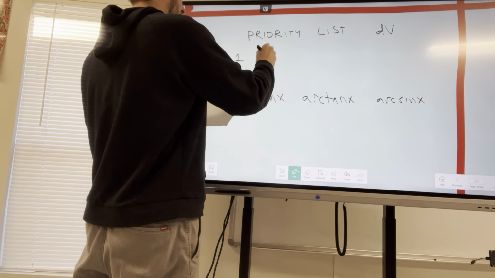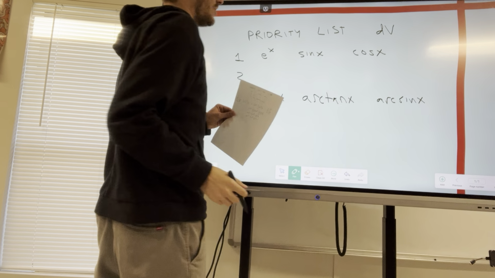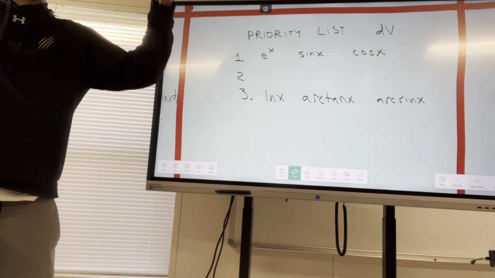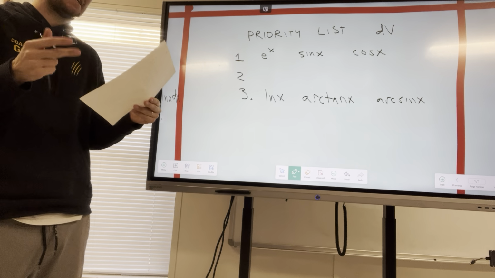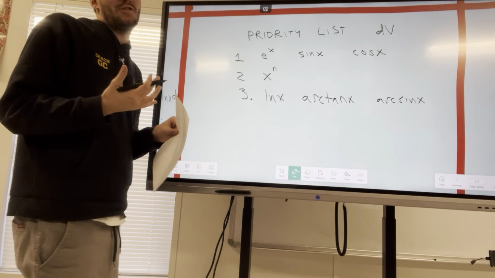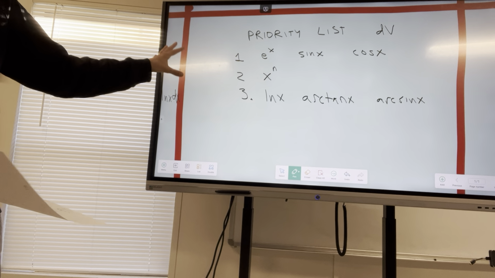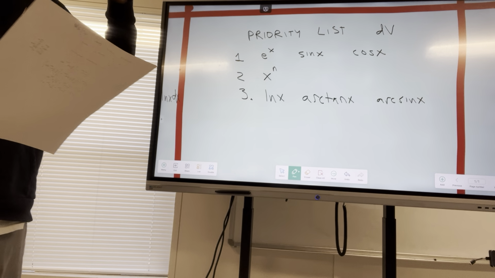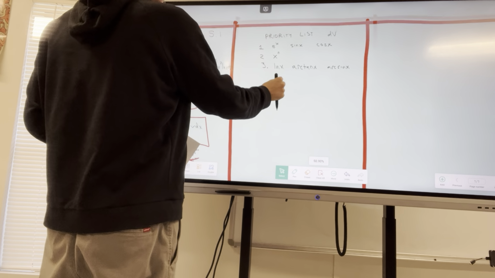Now, we do like e to the x, sine x, and cosine x, because they don't get a whole lot bigger, they don't get a whole lot messier, they just kind of stay the same size, and that's okay. And then in the middle, you kind of have your polynomials, your x's. We don't want to just jump ahead and always pick the polynomial for that, because the polynomials work pretty good in the first position.